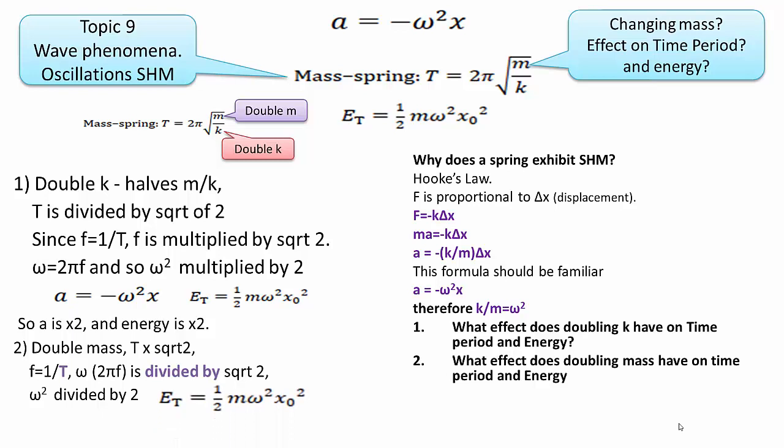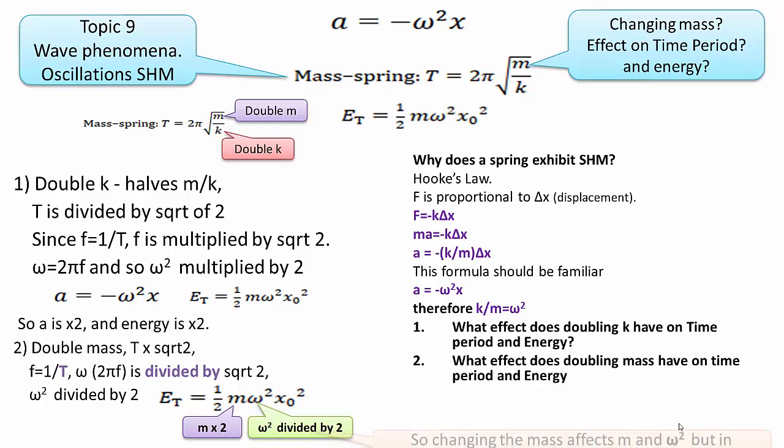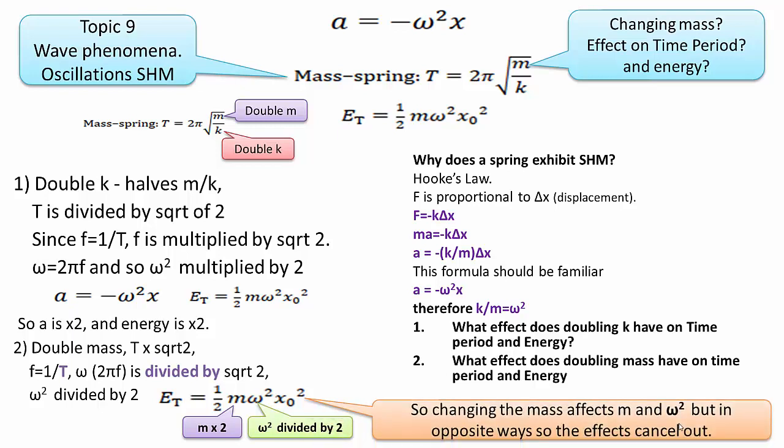So let's go back to this formula. There are two things going on here. One is the mass is multiplied by 2. The second one is ω² is divided by 2. So between them, changing the mass affects m and ω² but in opposite ways, so the effects cancel out. So this means that if you double the mass, the total energy is going to be the same.